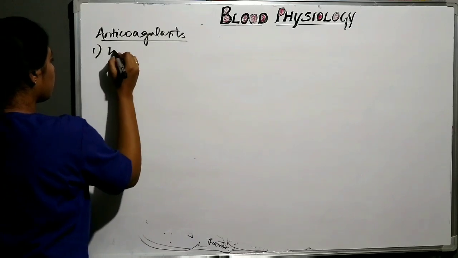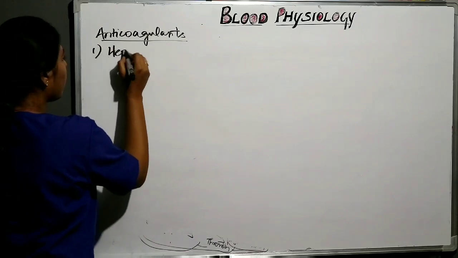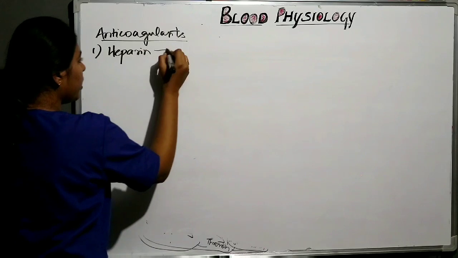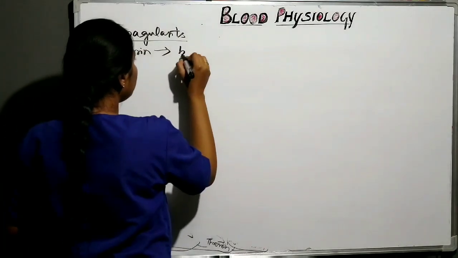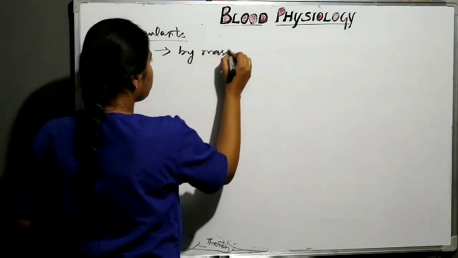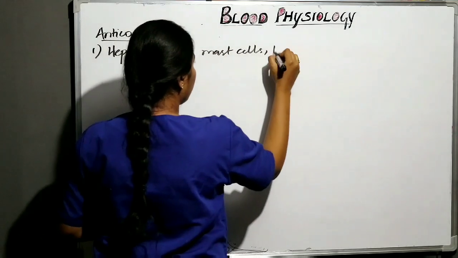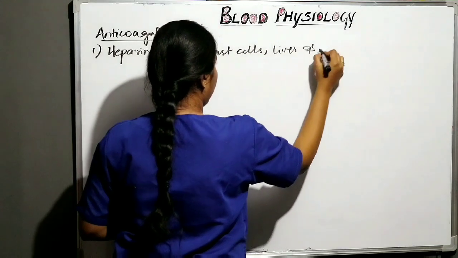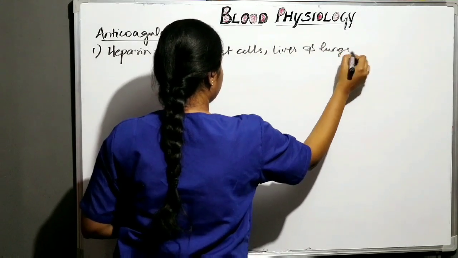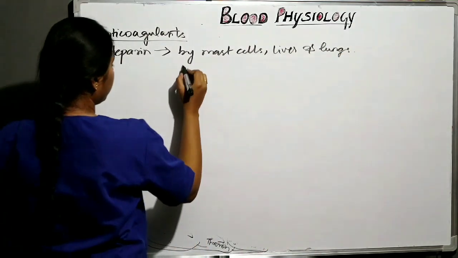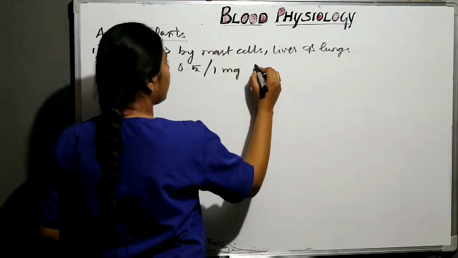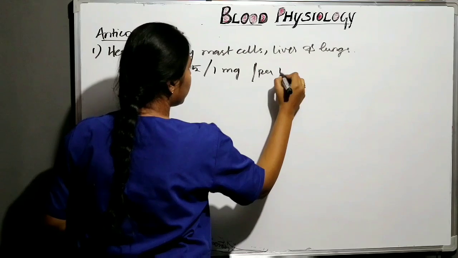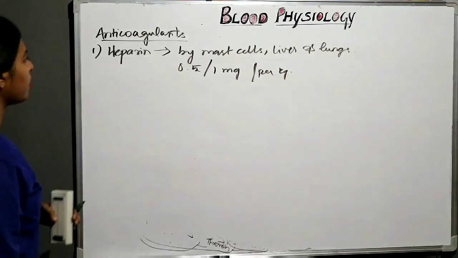First one, heparin. It is naturally produced by our body by mast cells, liver and lungs. It is given 0.5 to 1 milligram per kg of the weight.